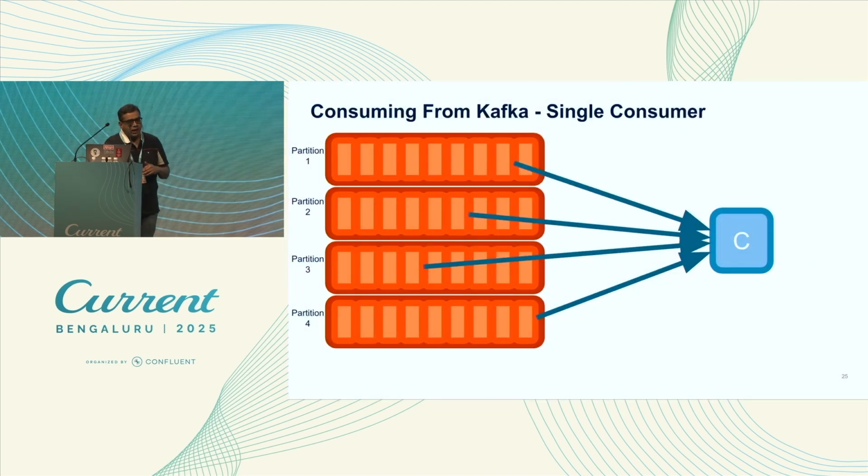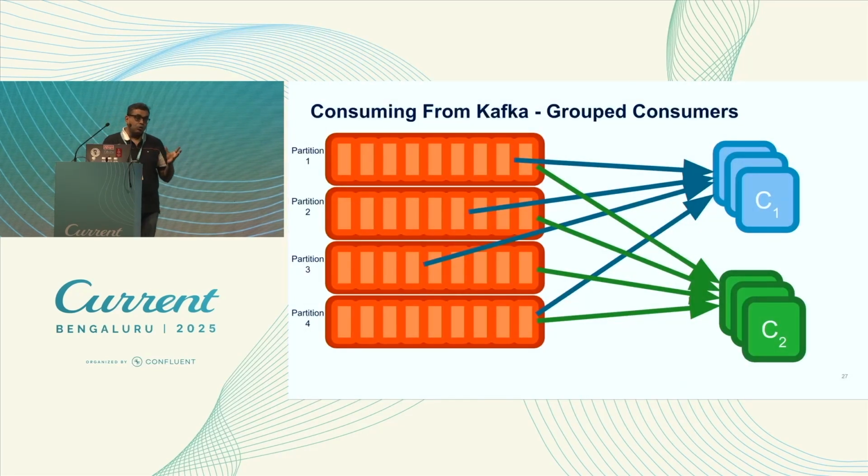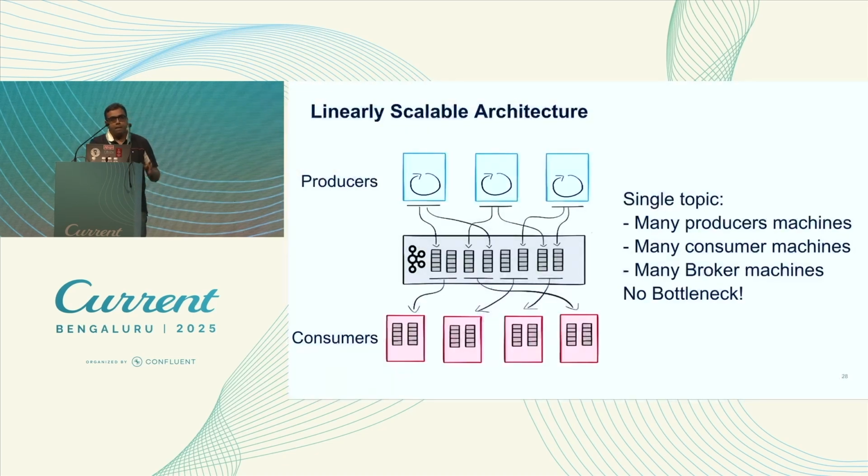While consuming, I could have a single consumer, or I could have multiple consumers as well. I could have consumers grouped together so that they do one job well together in one group. And then this producer, broker, and consumer, this pub-sub, becomes a linearly scalable architecture because you could just add more and more servers or brokers horizontally and increase the throughput.